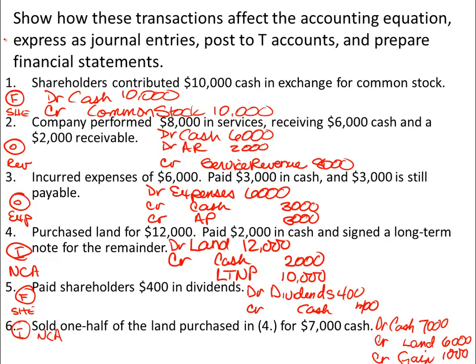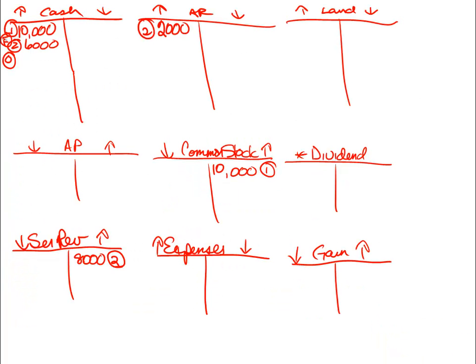Item 3 was where we incurred those expenses. So we're going to debit expenses for $6,000. We paid $3,000 cash. So that's an operating activity, and we still owe $3,000. So that's accounts payable.